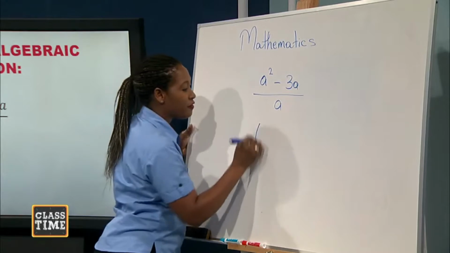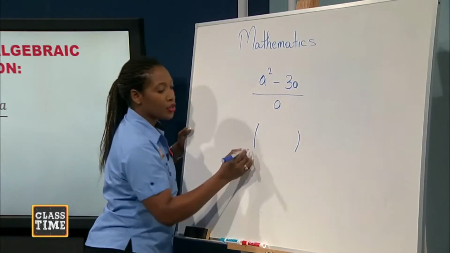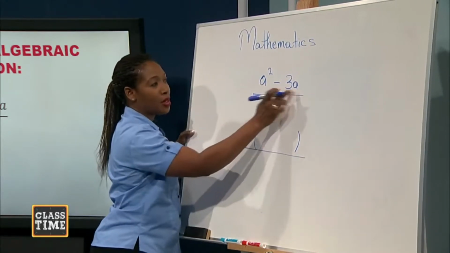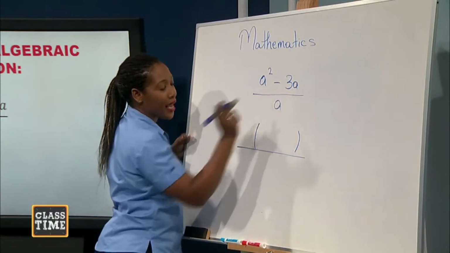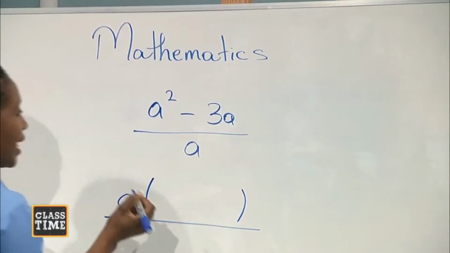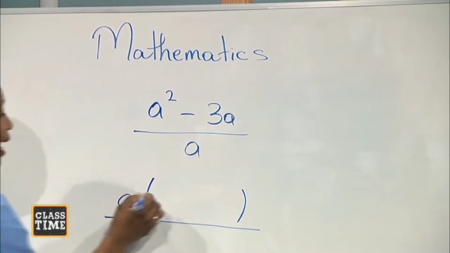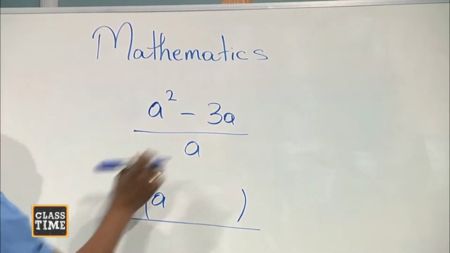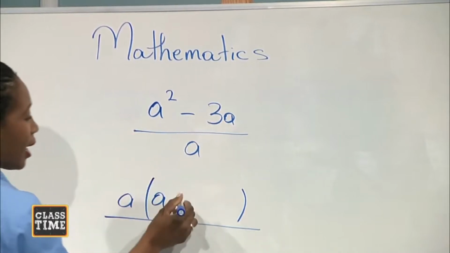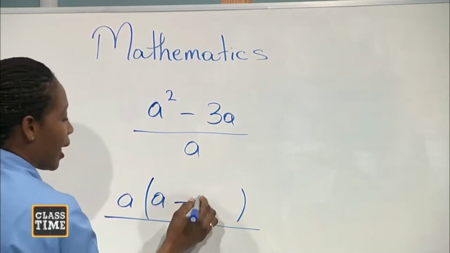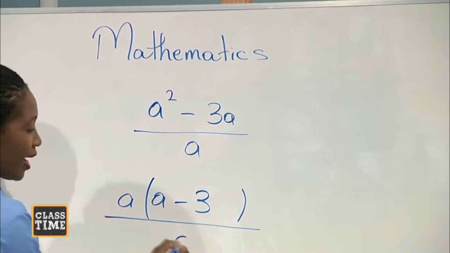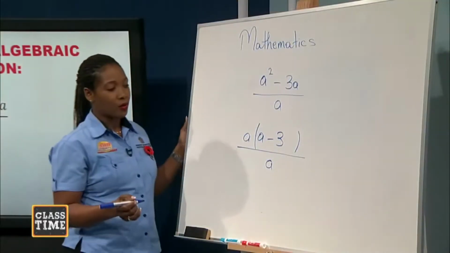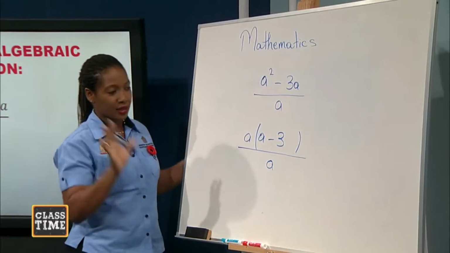Yes. So I'm going to factor out what's common. So I have a is common to both a squared and it's also common to 3a. If I were to factor out a from a squared, I'd have a left. If I factored out a from negative 3a, I would have negative 3 left. And of course, we have one term there, one value in the denominator. So that's pretty much it.